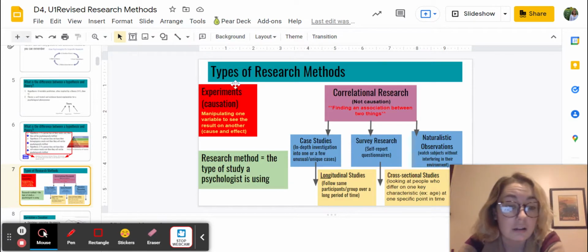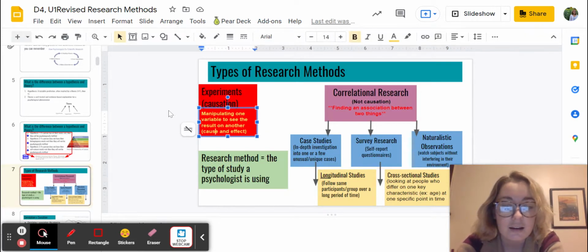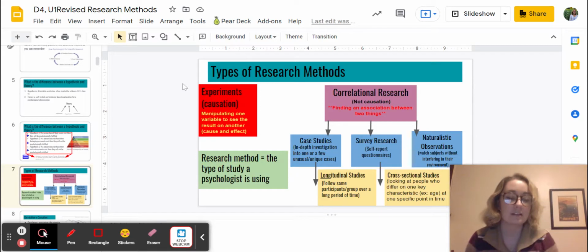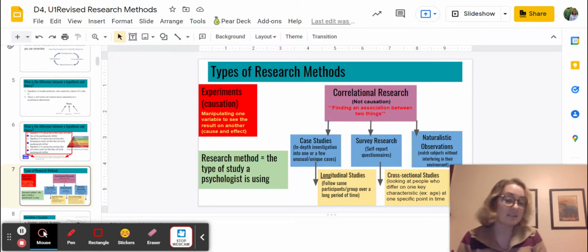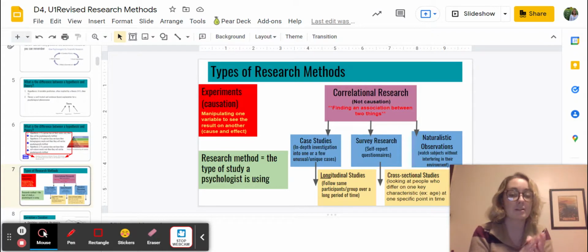Experiments are going to get 2 full days, so I'm not going to go in depth into this today. But we know an experiment is the only thing that can prove something as cause and effect, that a change in X causes a change in Y. The rest of these are going to be correlational research methods, which are still valuable, but you can only see that 2 things are connected and related, but not necessarily know for sure if one causes another. These are still valuable because you can find that association. And then if you want to study it further, if it's possible, you can do an experiment on it.